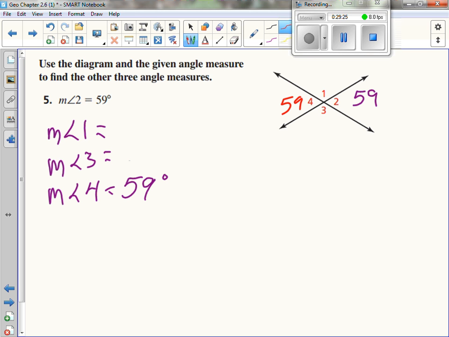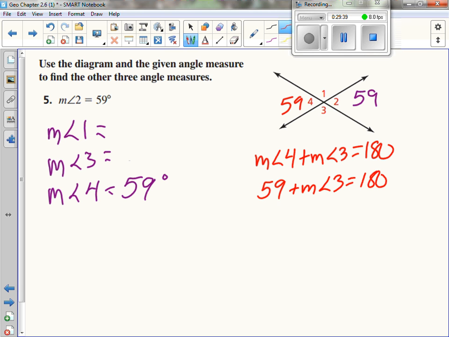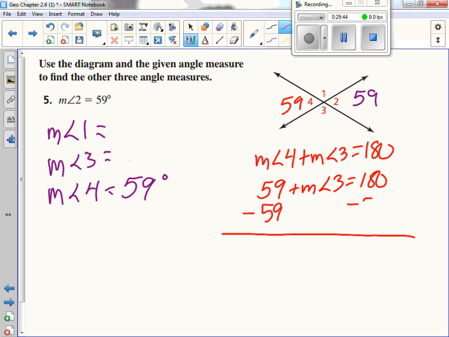So we could say that 4 and 3 equals 180. Well, this time I know that the measure of angle 4 is 59 degrees. And we can do what? We can subtract it from 180, so the measure of angle 3 is equal to, so 1, 6, yep. It's going to be 121 degrees, because 121 plus 59 is 180. So what does that mean the measure of angle 1 is?